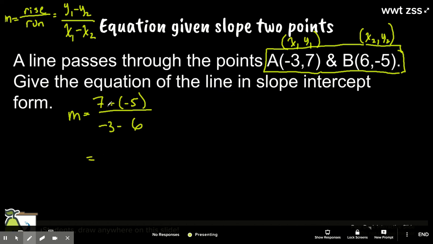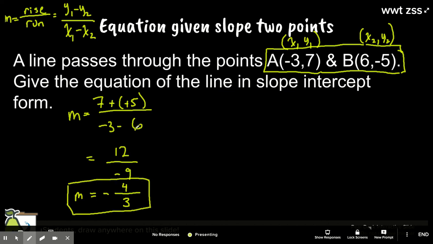So when we simplify this, 7 minus a negative 5, that's adding 5. So we have 12. And then this is going to be negative 3, and we subtract 3 more, we have negative 9. We can simplify this fraction. Common factor here is 3, right? So we divide 12 by 3, we have 4. And 9 divided by 3 is 3. 4/3. So the slope is negative 4/3. Okay? So that's what we need to do.